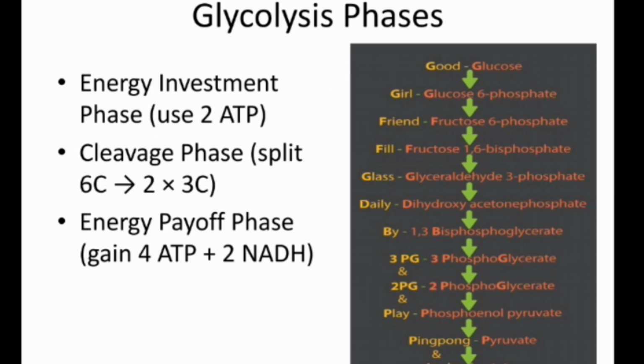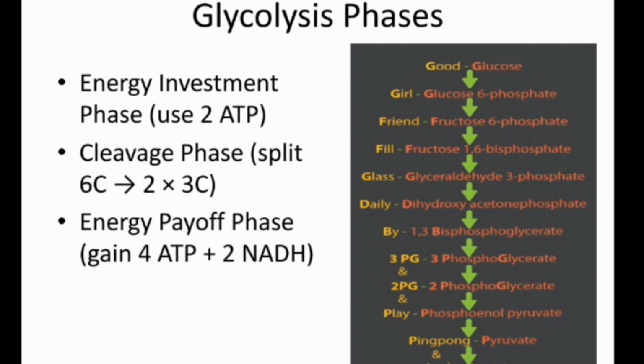Next, there are the phases of glycolysis. There are basically 3 phases of glycolysis: investment phase, cleavage phase and payoff phase. In the investment phase, we use 2 ATPs. In the cleavage phase, the 6-carbon molecule splits into 2 3-carbon molecules. And in the energy payoff phase, it gains 4 ATPs and 2 NADH. It means energy is also formed.